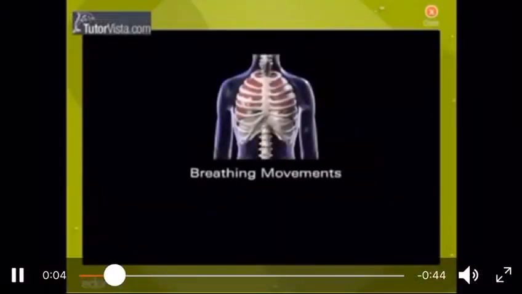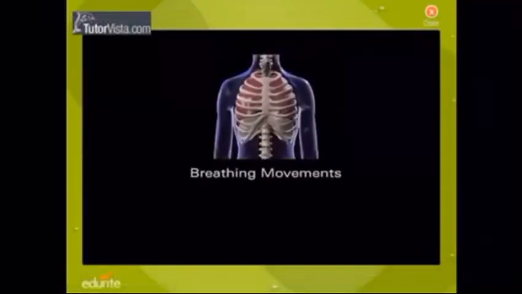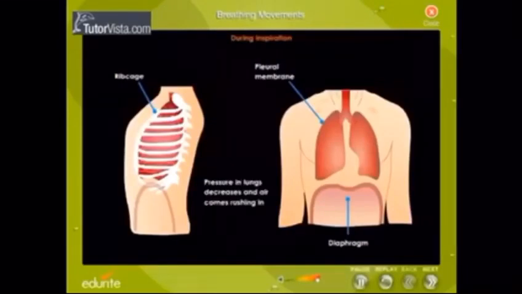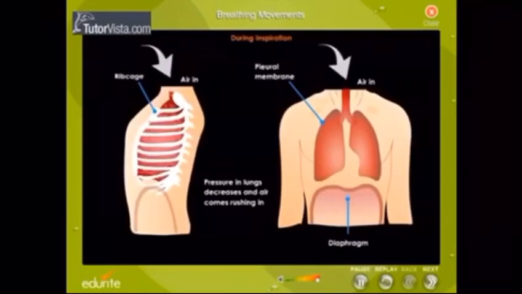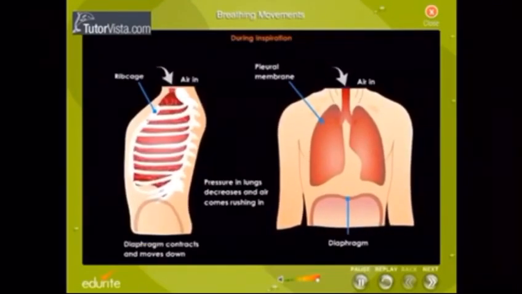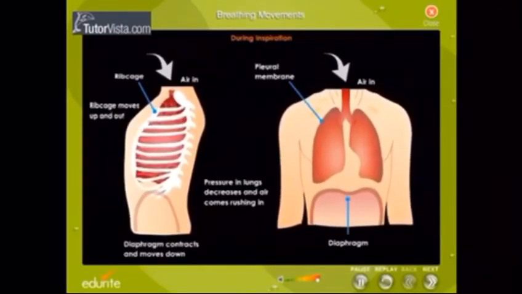Breathing movements. Inspiration. The pressure in the lungs is decreased and the air rushes in. The muscles of the diaphragm contract to make it descend. The rib cage moves upwards and outwards.